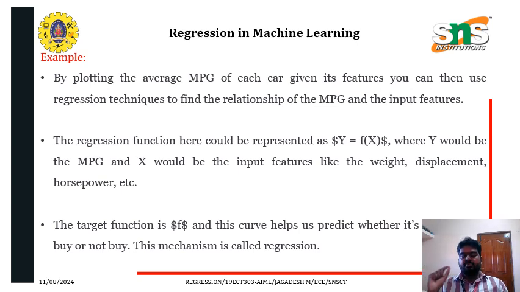The miles per gallon, that's miles per liter, that's the mileage, depends on the various input factors, that is the independent factors, given over the x-axis, like weight, displacement, horsepower, etc. So the target function f is the output, and this curve helps us to predict whether we can buy the car or not. This mechanism is called regression. So what is the meaning of regression? It defines the relationship between the independent and dependent variable, like a graphical representation.